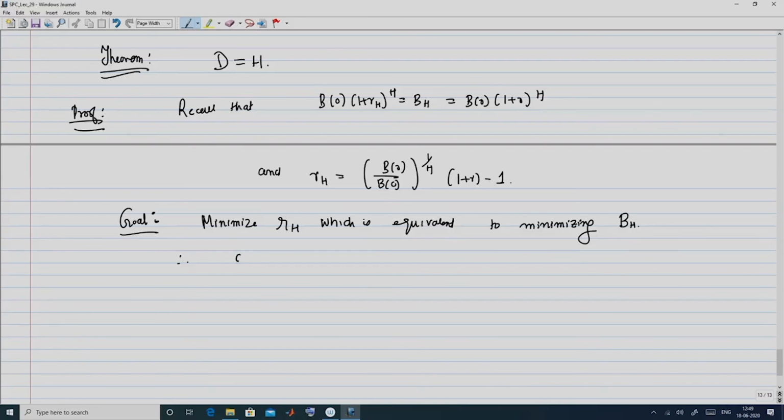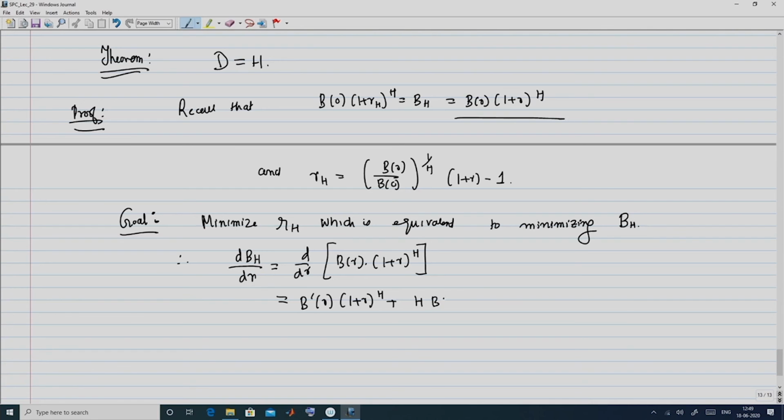Therefore, we have dBH over dr. What is this going to be? This is going to be d/dr of B(r) into (1 plus r) raised to h. So, I replace the expression of BH with this expression, and this can be written as B prime of r into (1 plus r) raised to h plus h into B(r) into (1 plus r) raised to h minus 1.